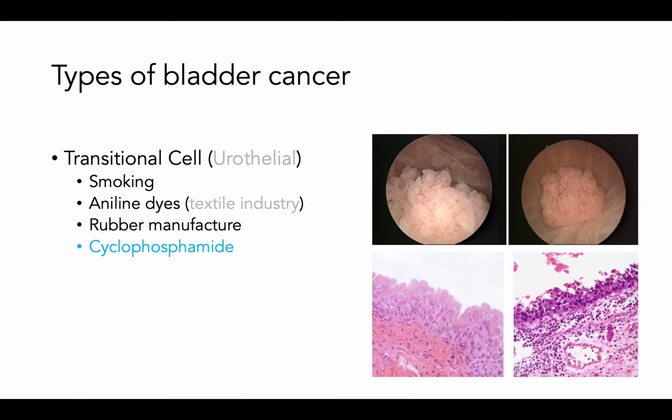That's the urothelium in health there on the left, and then on the right is it in disease, in cancer. And then the other type of bladder cancer is squamous cell. Risk factors for this one include schistosomiasis, which is a tropical infection, a UTI that you can catch from brackish, slightly salty water, and also smoking again. So you can see smoking is a big risk factor for all of the renal and urological cancers.